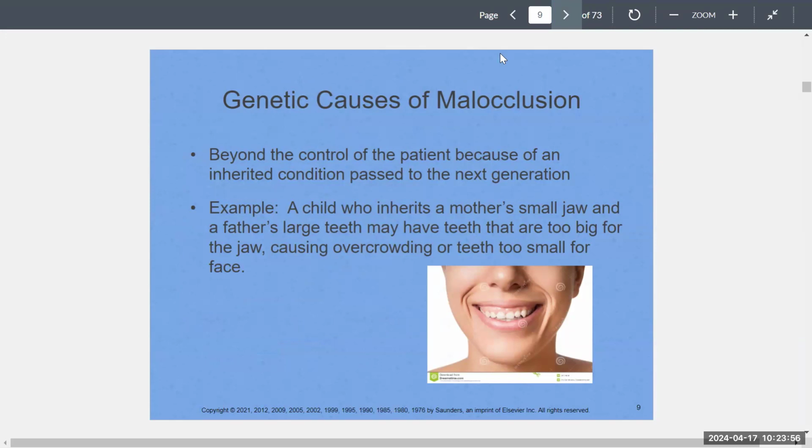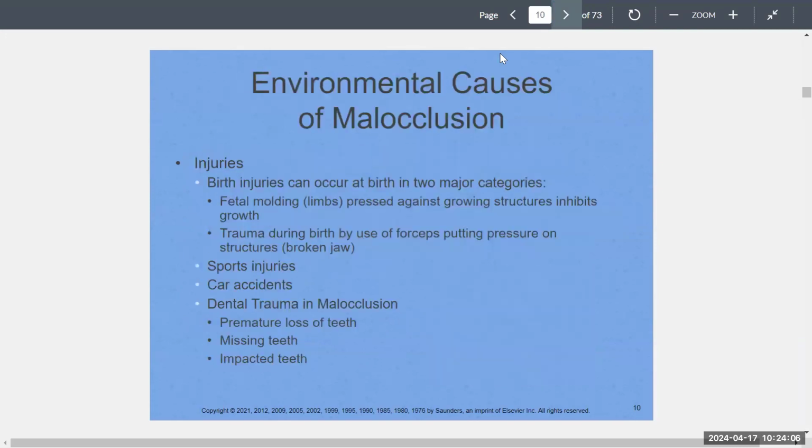So a child who inherits a mother's small jaw and a father's large teeth may have teeth that are too big for the jaw, causing overcrowding, or maybe the teeth are too small for the face. And then we have things that we try to control. We have injuries. Anything from birth injuries can occur in two major categories. We can get fetal molding, like the limbs are pressed against the growing structures that prevents growth. Let's say the baby was in the mom's womb, and the baby's hand was kind of resting on the face a little bit, right?